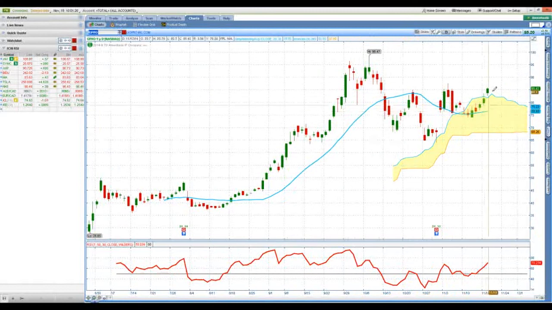And once the 20 moves back above the cloud as well, if it has that slope, then we'll be looking for a retracement and an entry point there. But you can see there isn't even enough history here for the cloud to be drawn in completely. So that's why you can't really look at these until they've been around for a while.